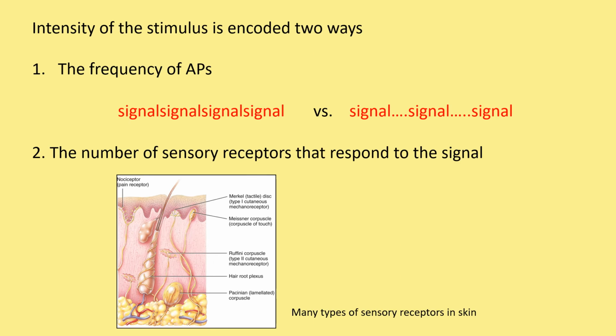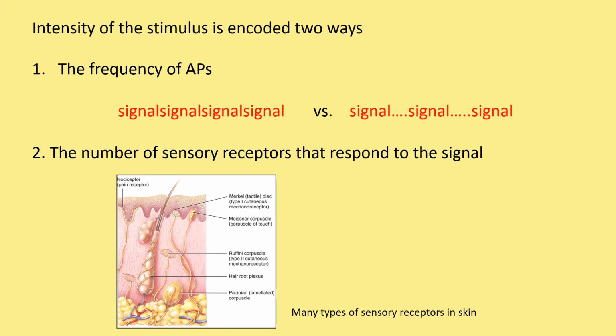All right, here are some funny pictures. We have a normal handshake versus somebody shaking your hand who clearly has something to prove. And then we have a gentle caress versus a smack. So how does our nervous system encode the intensity of a particular stimulus, where the gentle caress is a low intensity stimulus and the smack across the face is a high intensity stimulus? Obviously, your brain can tell the difference. And so that intensity is encoded two ways.